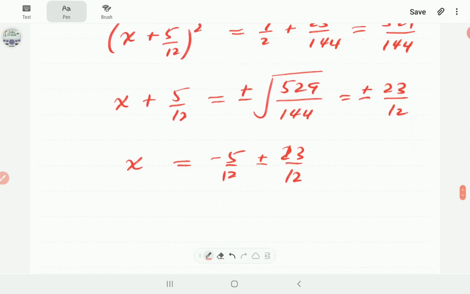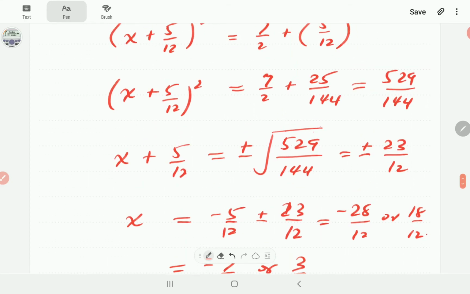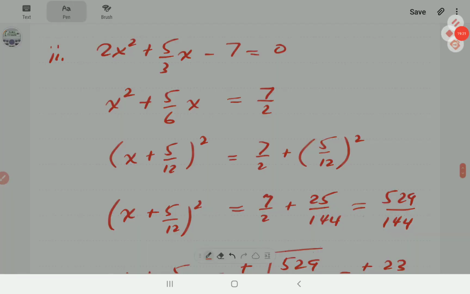Okay, let's just finish it off. So if we take the minus case, it's going to be minus 28 over 12. If we do the plus case, it's going to be 18 over 12. So that's minus 7 over 3, if we divide that by 4, and the other one is going to be 3 over 2. So that is the method of completing the square.